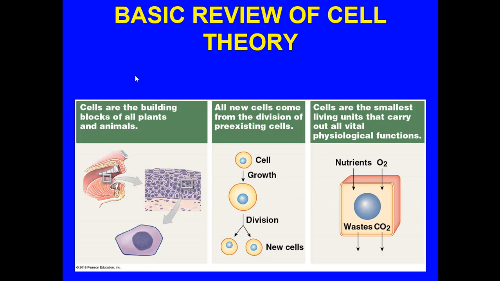Also, that cells are the smallest living units that carry out all physiological functions. So that means reproduction, that means respiration, metabolism, bringing in nutrients and oxygen, removing waste such as urea or ammonia, as well as carbon dioxide.